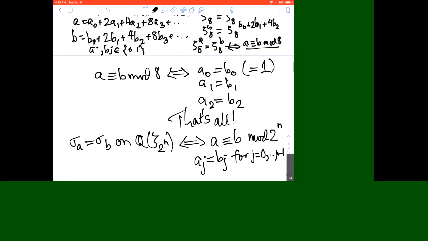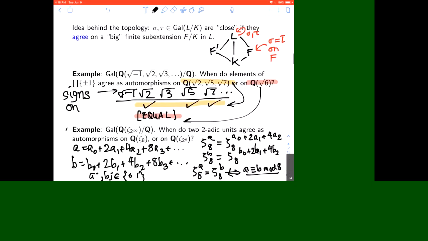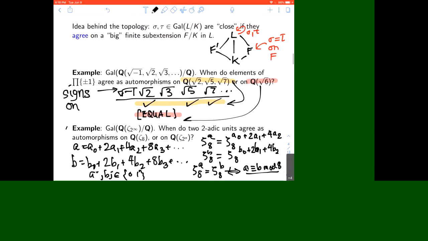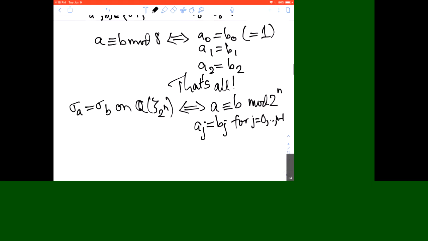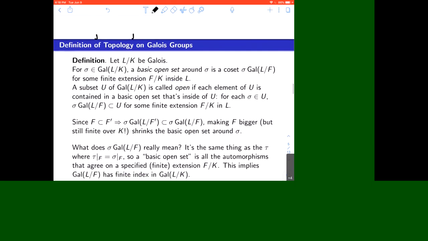This notion of digits being close is specific to when acting on roots of unity. In a multi-quadratic example, it would look more like the product topology. So different examples might have different intuitions, but the basic idea is being the same on a finite extension, and the larger you take that finite extension, the closer intuitively the automorphisms will be.